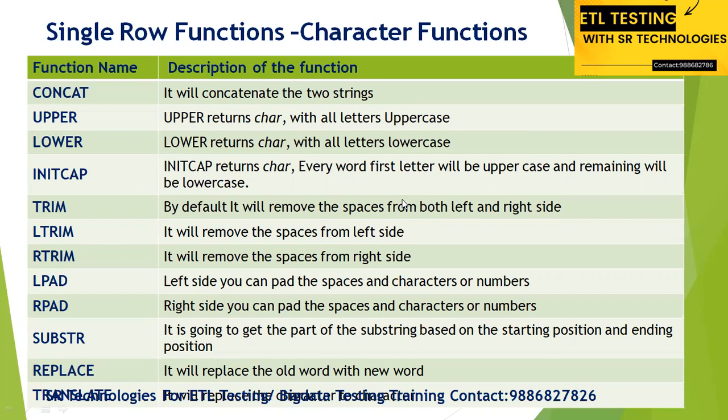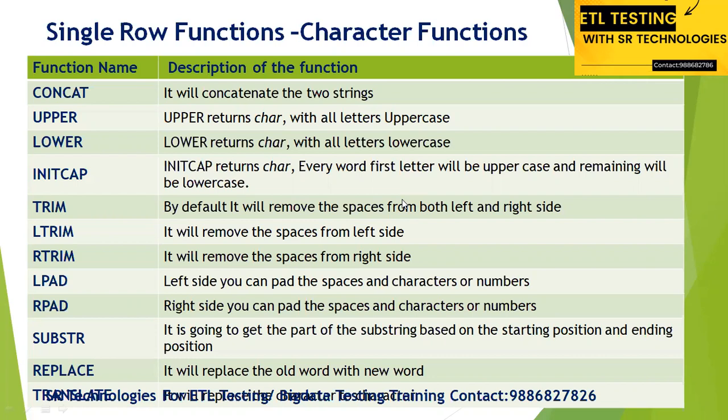Concat means you are combining something. Suppose first name is there, last name is there. We want to make it a full name. Using concat, we can do that. For example, a section name. By default, what is going to happen? S is capital and the remaining characters will be lowercase. But they have given it in a different way: S in lowercase, H in uppercase, A in lowercase, like that. Incorrectly they have entered the data.